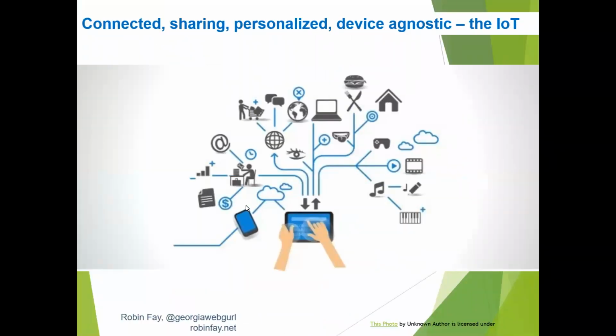So this is our world, right? We are everywhere, and we're using every device, especially now more than ever. We're doing everything on all these different devices. Connected, sharing, personalized, device agnostic. It's not dependent upon any particular device. You can shop on your refrigerator now, right? Or some people can. My refrigerator doesn't do that, but some people can. This is our Internet of Things.